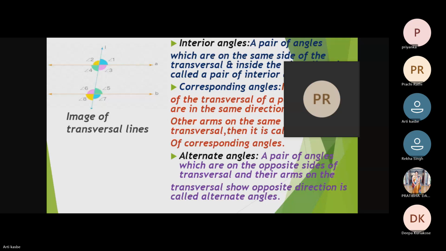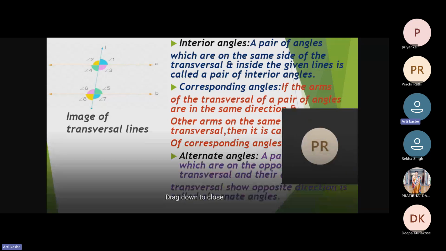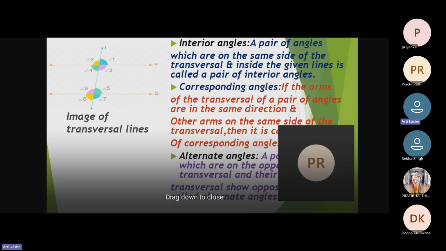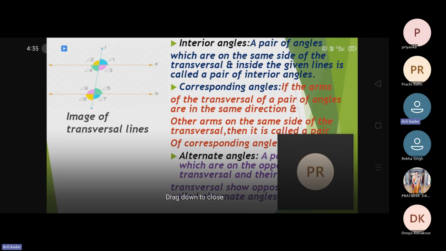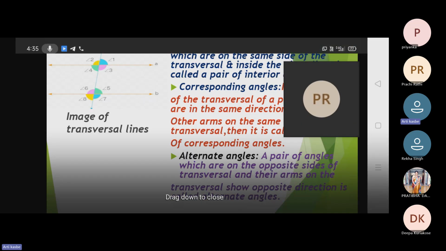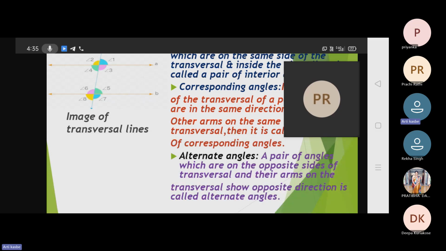Second is corresponding angle. If the arms of the transversal of a pair of angles are in the same direction and other arms on the same side of the transversal, then it is called the corresponding angle. Now tell me the number of corresponding angles in pairs.